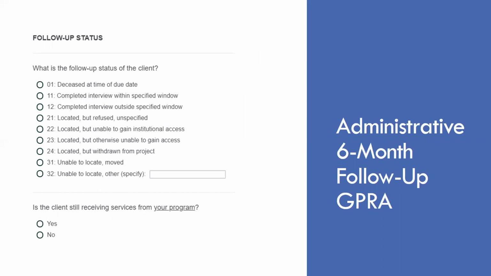However, all the other answers are available: located but refused, located but otherwise unable to gain access. Sometimes they're incarcerated, sometimes they're in the hospital. And sometimes they just don't want to do it, and that's an option as well. That'll also ask if your client is still receiving services. Like I said before, clients can be receiving services from your agency that are not funded by SOR2.